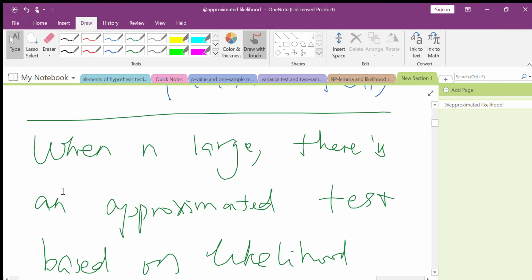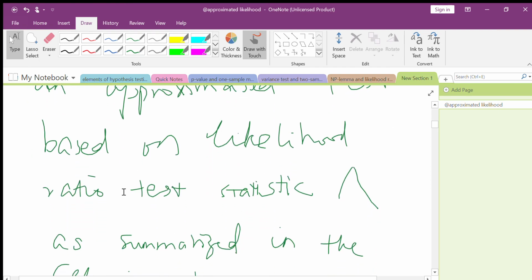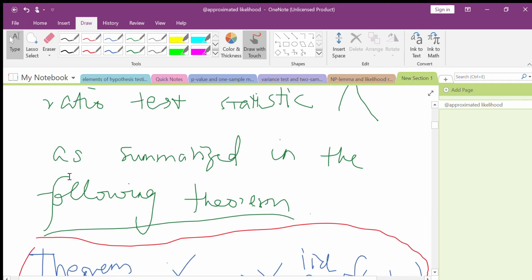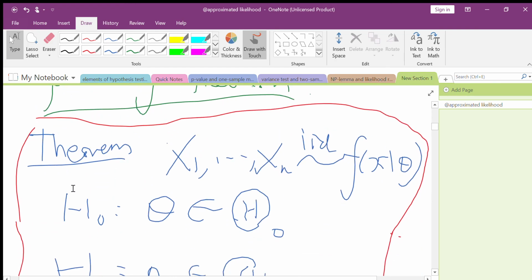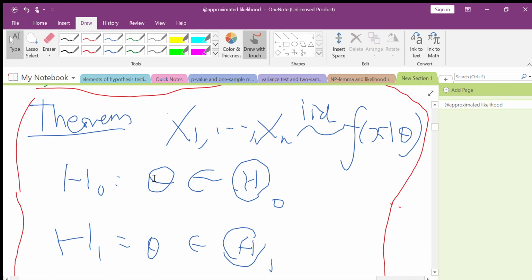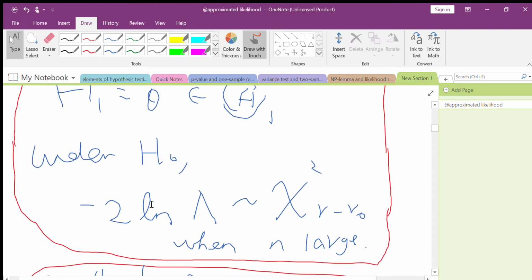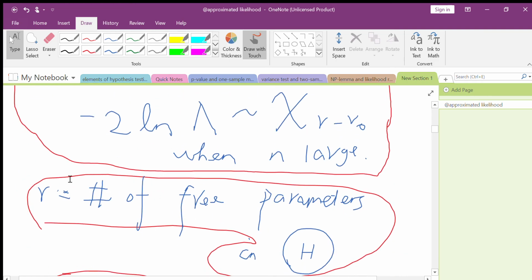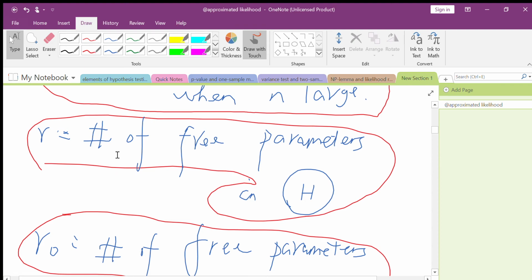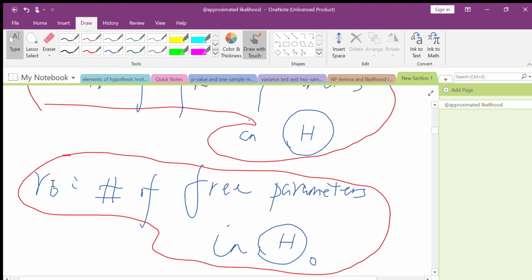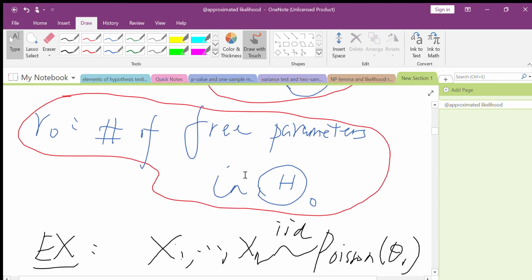So when n is large, there is an approximated test based on the likelihood ratio test statistic capital Lambda, as summarized in the following theorem. This theorem needs some rigorous mathematical proof. We don't prove it, we just state the result. The result is: a random sample i.i.d. from some distribution with density f(x given theta). We have rewritten the hypothesis in the perspective of parameter space in this way. Then under H0, -2 log capital Lambda is chi-square with degrees of freedom r minus r0 when n is large. So what is r? r is the number of free parameters in the global parameter space. r0 is the number of free parameters in the null hypothesis.